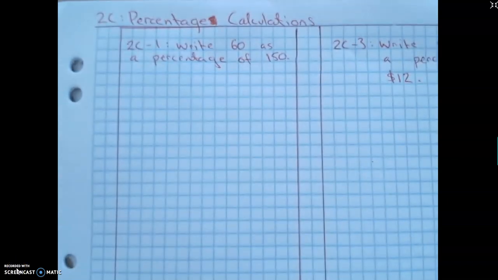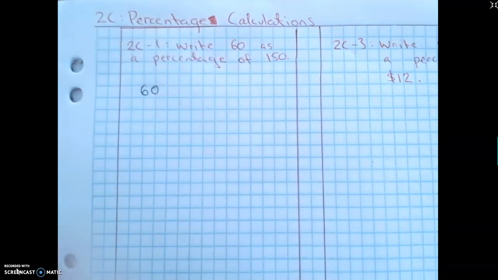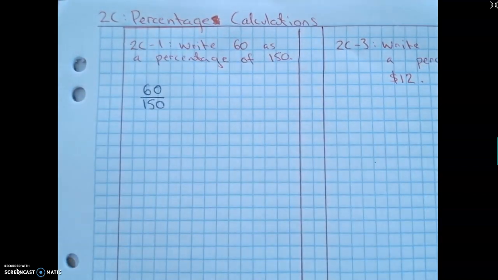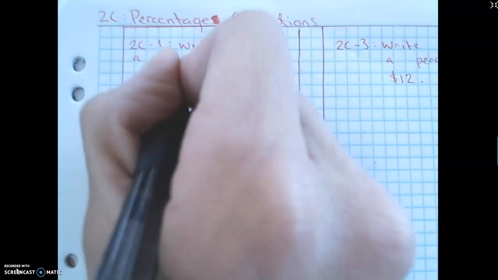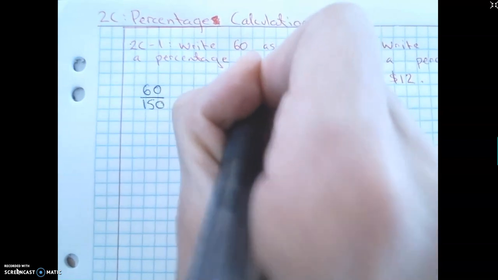Alright, so our first example, we're going to write 60 as a percentage of 150. To do this, we first need to write it in fraction form and then multiply it by 100 to convert it into a percentage. So 60 over 150 would be how we write 60 out of 150 as a fraction. If we wanted to write that as a percentage, we simply multiply that by 100%.